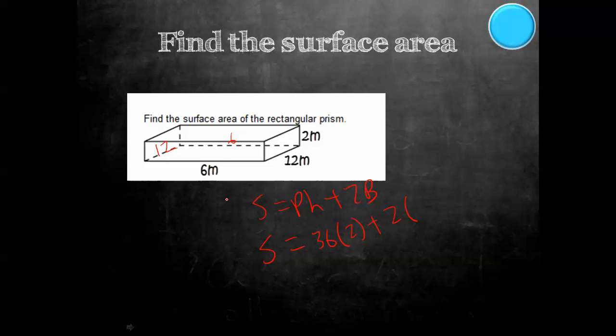Then we're going to find the area of the base, which is 12 times 6. So that's going to be 72. So now we're going to take 36 times 2, which is 72, and then we're going to take 72 times 2, which is 144, and we're going to add those up together and get 216 meters squared as our answer.